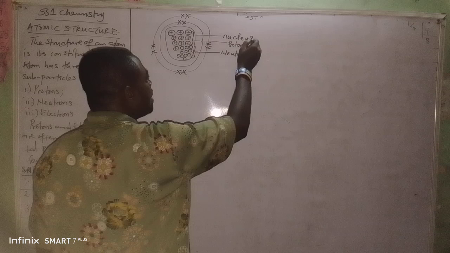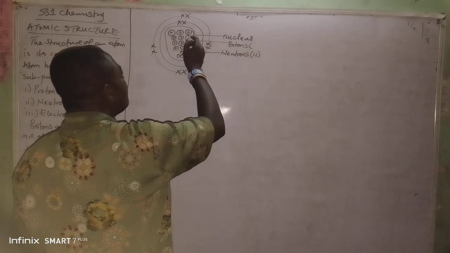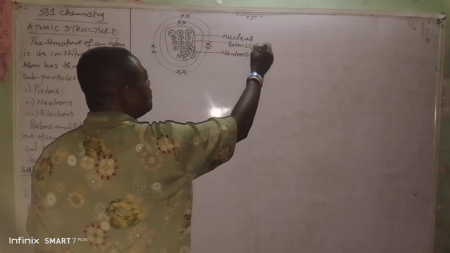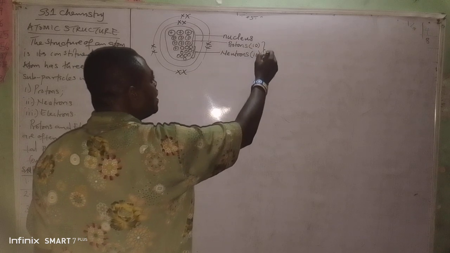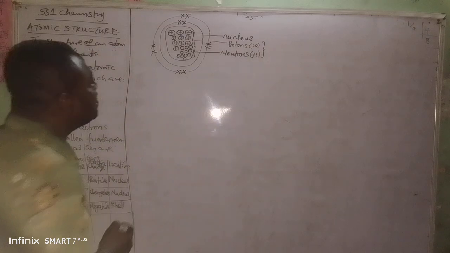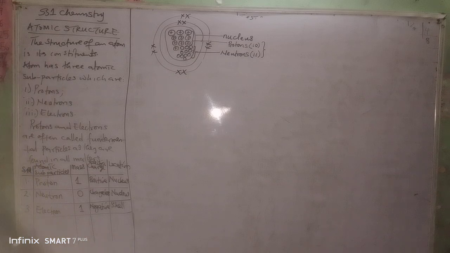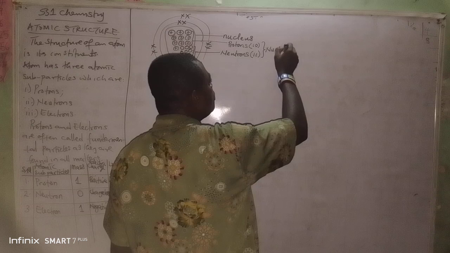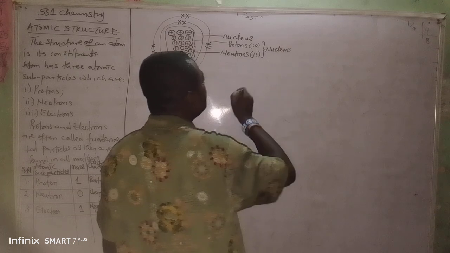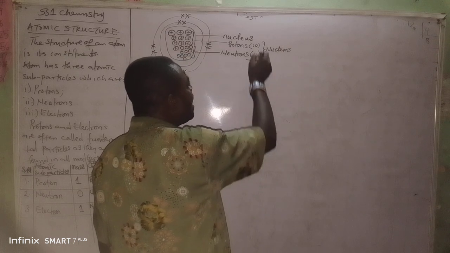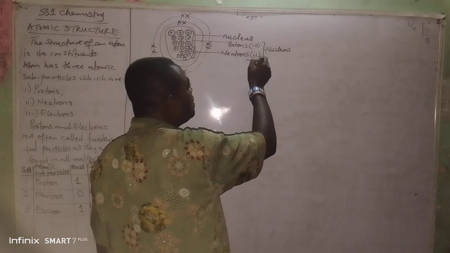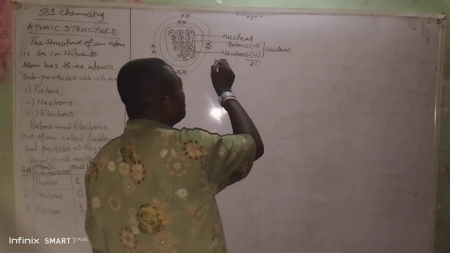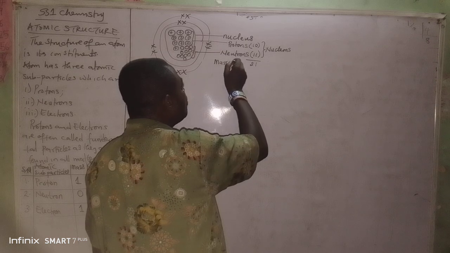I want to tell you something. How many are they? 1, 2, 3, 4, 5, 6, 7, 8, 9, 10. You have 10 of them. Then the collective name for all the components, the atomic subparticles in the nucleus, is nucleus. Then when we add this 10 plus 11, this one is 21. This one is called mass number.